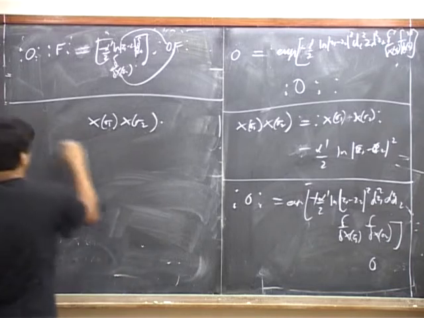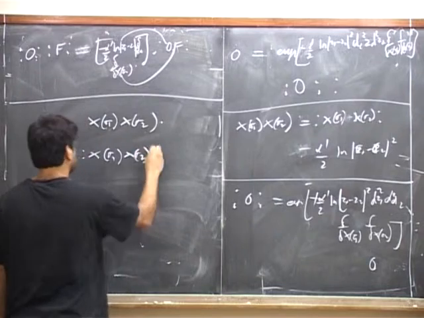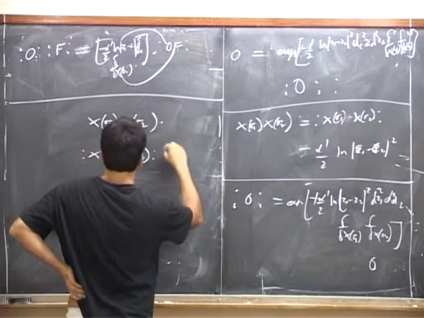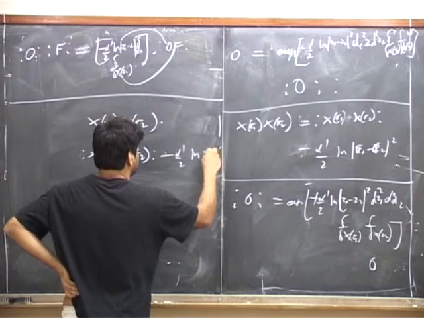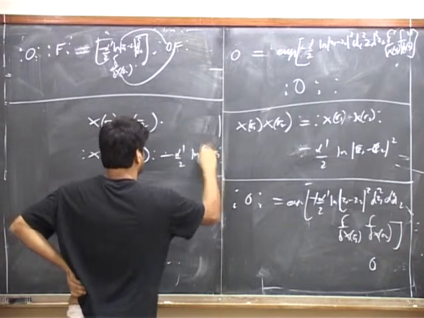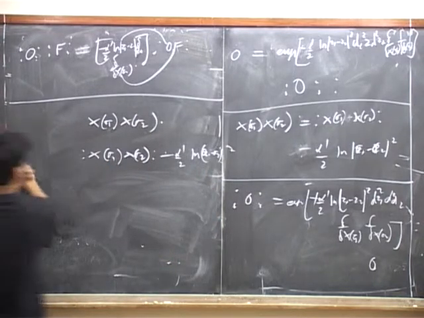We know the right answer is normal order of X of sigma 1, X of sigma 2, minus alpha prime by 2 log of |sigma 1 minus sigma 2| squared. This is the correct answer. Okay.